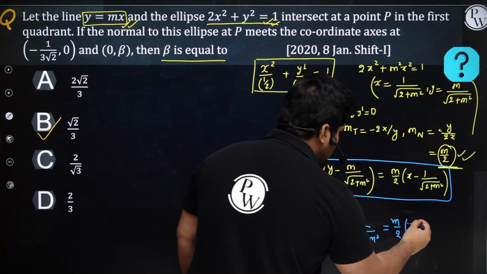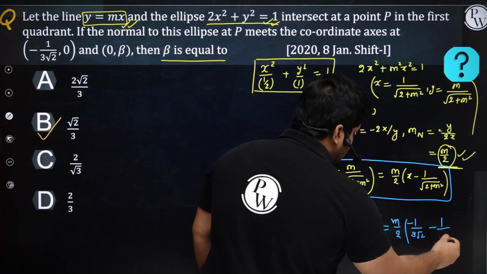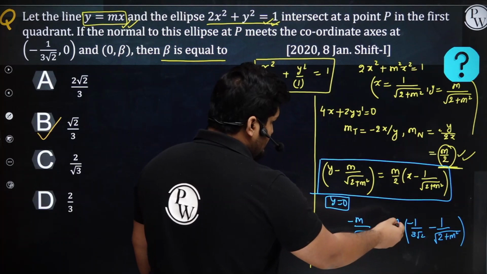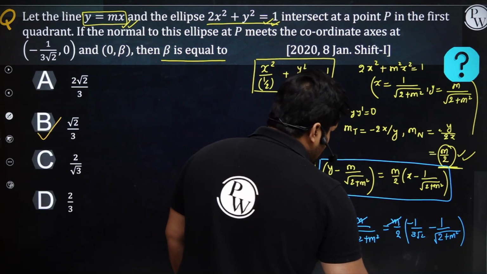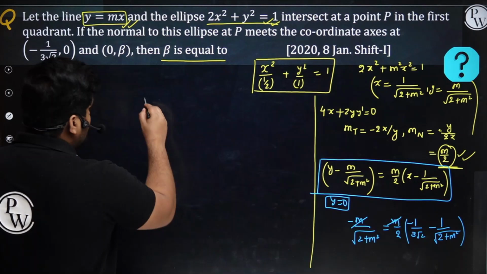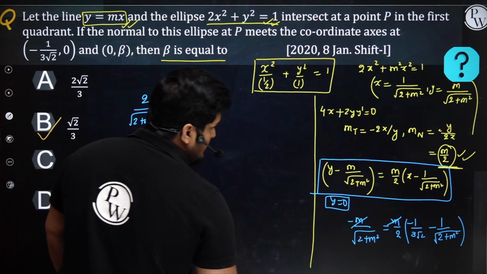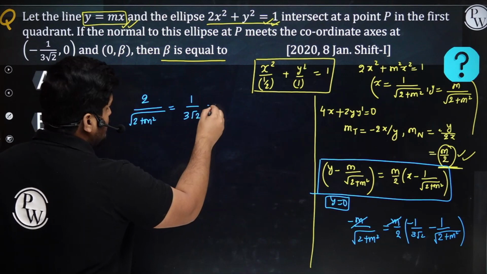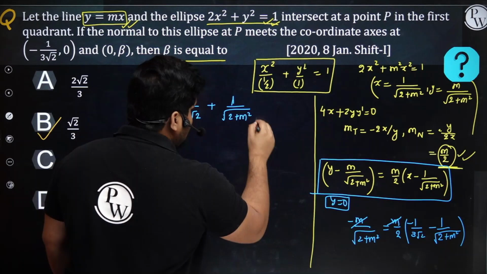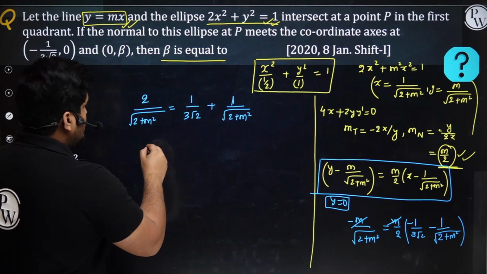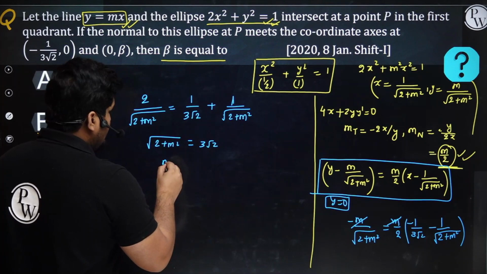x is minus 1 by 3 root 2 minus 1 upon the square root of 2 plus m square, right? This m is going to be cancelled out. So now we can take this thing to that side, with the negative sign being cancelled out. 2 upon square root of 2 plus m square is equal to how much? This is 1 upon 3 root 2 plus 1 upon square root of 2 plus m square, because we have cancelled the negative sign from everywhere. So if you take it this side, the square root of 2 plus m square will be equal to 3 root 2. So m square plus 2 will be equal to 3 root 2 squared, 9, 18, 6, 18.